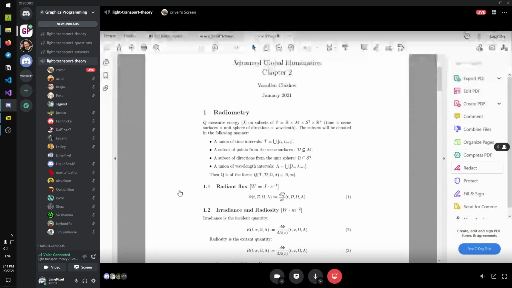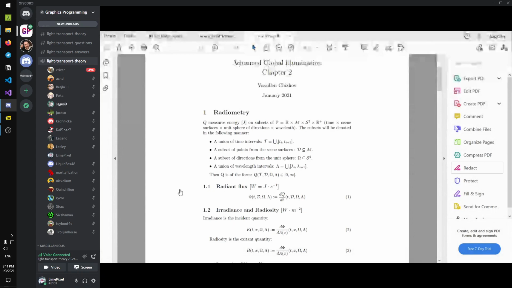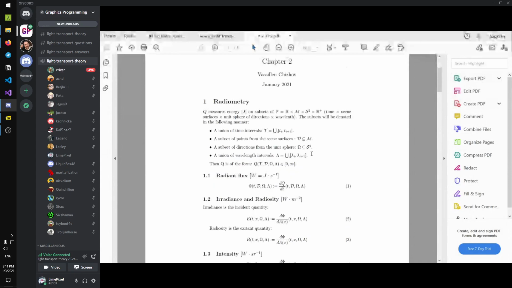I just want to know if the subset of directions is the upper hemisphere over the differential, or is it not? No, these are currently just sets of points, and these would be sets of points on the unit sphere, or a subset of those. So omega is a subset of points on the unit sphere. This S squared is the unit sphere. Okay. So is the analogy clear? Yes?